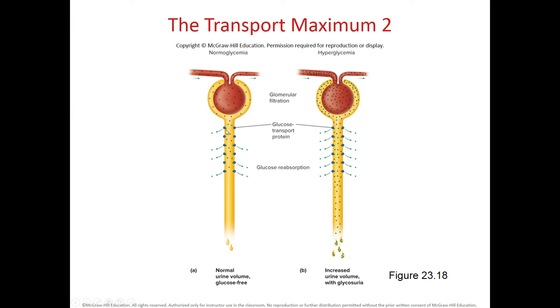concept of transport maximum. So if you have glucose being filtered by your renal corpuscle, that will pass into the filtrate. And then in here in blue, you have these glucose transport proteins in the PCT. Whenever you bind glucose to all of these glucose transporters, if you don't have so much glucose, you have normal urine volume and glucose-free urine. If you have a high concentration of glucose, like in hyperglycemia, you will saturate all of these glucose transport proteins and the excess will be removed by the kidney. So you have glycosuria.